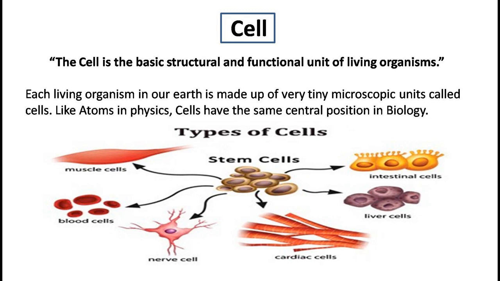Irrespective of the size of the organism, the size of an organism depends on the number of cells, not the size of cells. For example, the size of kidney cells of a human is approximately the same as that of a bull or an elephant.